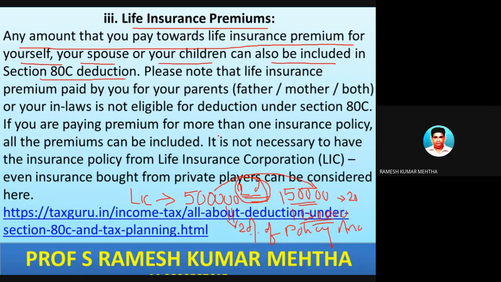So this is the third investment avenue for claiming deduction under section 80C. So you have seen employees provident fund, voluntary provident fund, public provident fund, investment in public provident fund, and premium paid towards LIC policy of the spouse, yourself, your children. Then you can claim all these as deduction under section 80C.